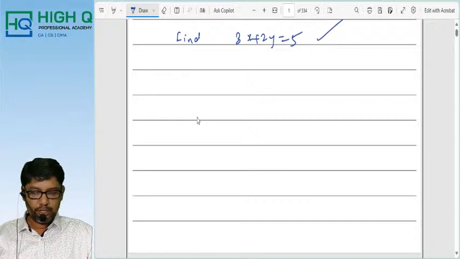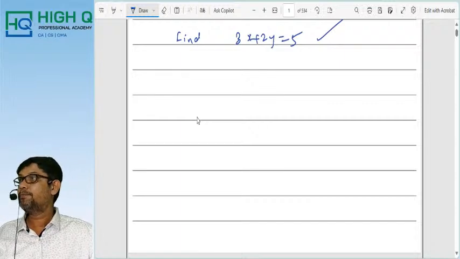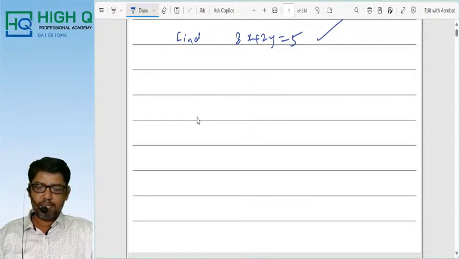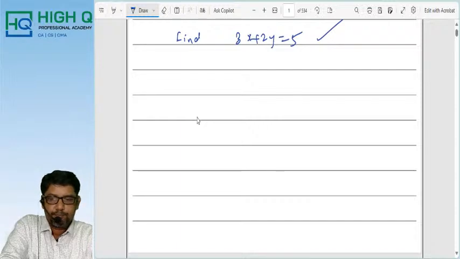Guys, I want you to give me the answer. What is the value of R? Please tell me, my dear. No one is giving the answer, my dear. Please give the answer. What is the value of R?